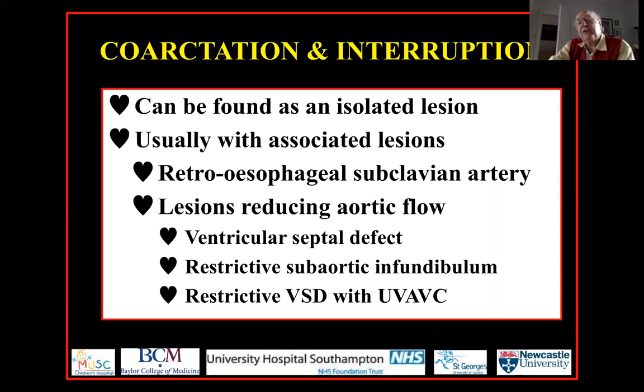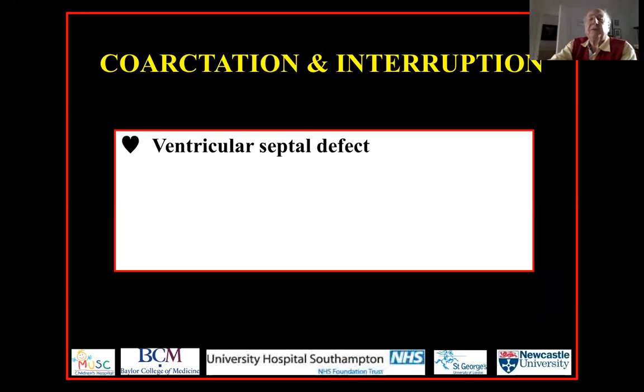But to finish, I'd like to concentrate on those lesions which reduce the aortic flow, because these are the ones that we look for in the setting of coarctation or interruption. On the other hand, when we find these lesions, they point us towards looking for coarctation or interruption. So there they are listed: ventricular septal defect, infundibular obstruction, and then the univentricular atrioventricular connection with a restrictive ventricular septal defect.